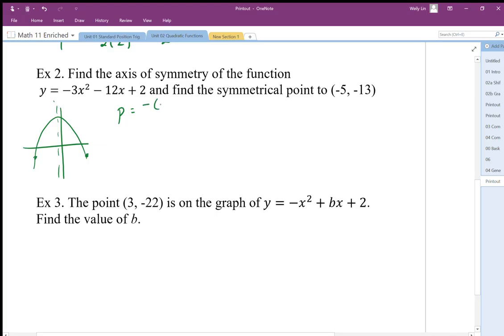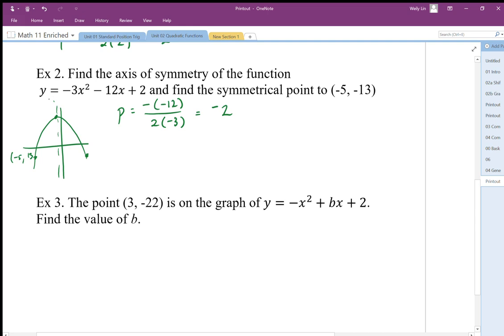So I want p. I'm going to use the vertex formula. So I want the negative of negative b over 2 times a. So I'm going to end up with negative 12 over 6, which is equal to negative 2. So I know that's where my vertex is. If I go 5 to the left, I know that that is going to be 3 this way, so I want to go 3 this way. So this is going to be at -5, -13.